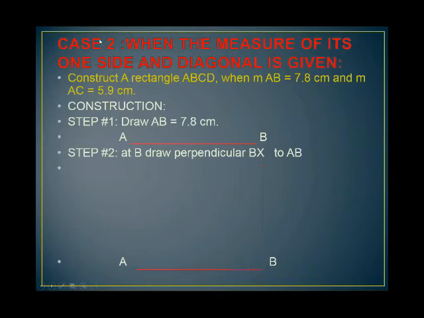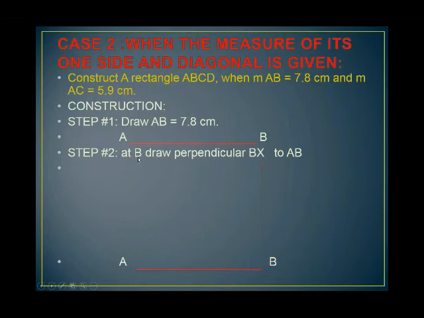Now we discuss the second case of a rectangle, when the measure of one side and a diagonal is given. Do you remember what a diagonal is? And one side is given. So the question is: construct a rectangle ABCD when the measurement AB is 7.8 centimeter and measurement AC is 5.9 centimeter. For the construction of that rectangle, first we have to draw a baseline. So we take AB as a baseline of 7.8 centimeter.